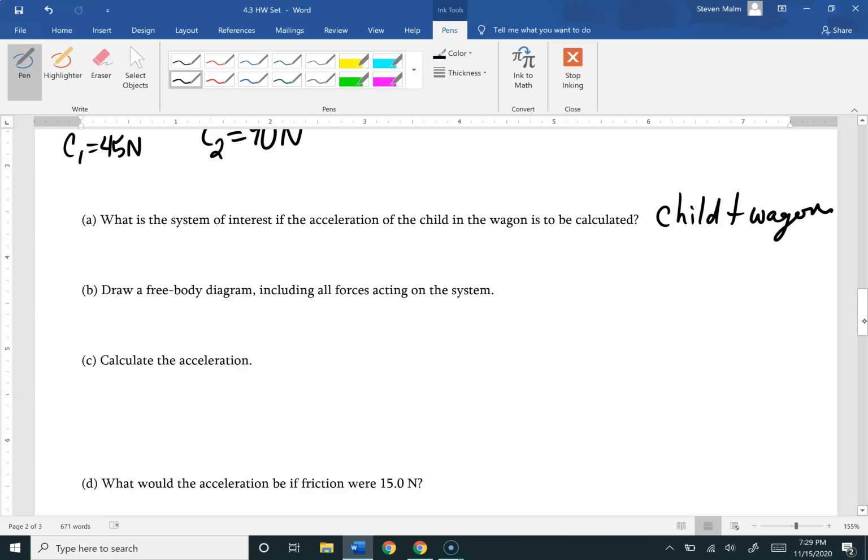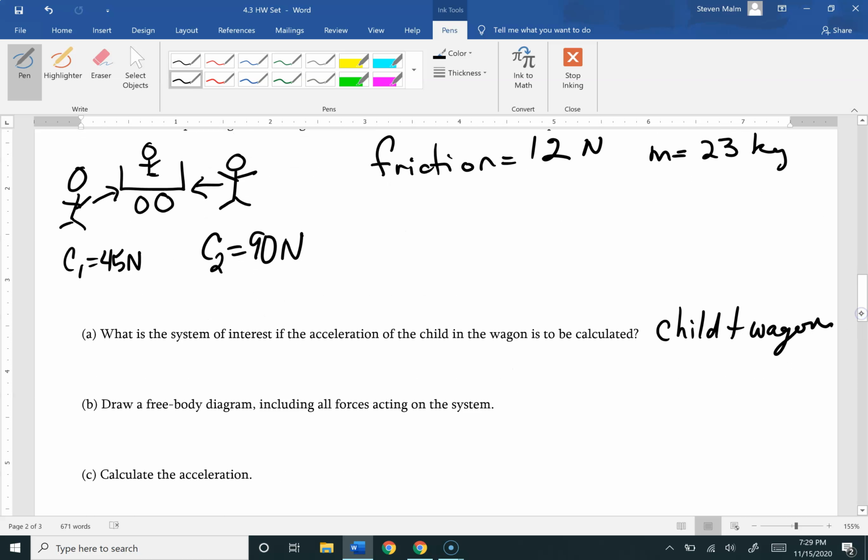Okay. The second says to draw a free body diagram including all forces acting on the system. So again, when we do that, we draw our point. We draw forces that are acting on the system. Weight and normal are always in the diagram. We've got one child pushing to the right, so that's child 1's force of 45 newtons. We've got child 2's force, which is going to be bigger, 90 newtons. Since this child is pushing with double the force, the wagon itself will actually move to the left. So that means we're going to put friction pointing opposite of the movement.